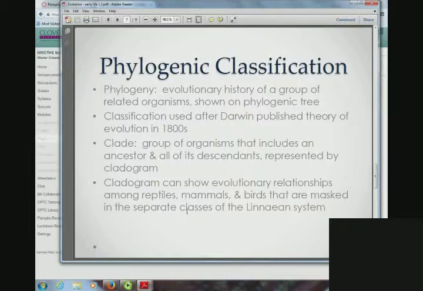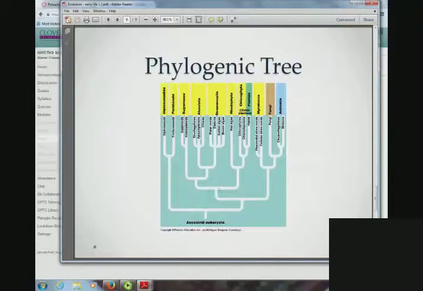Phylogeny is the evolutionary history of a group of related organisms, and this can be shown in a phylogenetic tree. This classification system started to be used after Darwin published his theory of evolution in the 1800s. Here we create clades, or groups of organisms, that include the ancestor and all of its descendants, and it's represented by a cladogram. The cladogram can show evolutionary relationships among reptiles, mammals, and birds that are classed in the separate classes of the Linnaean system.